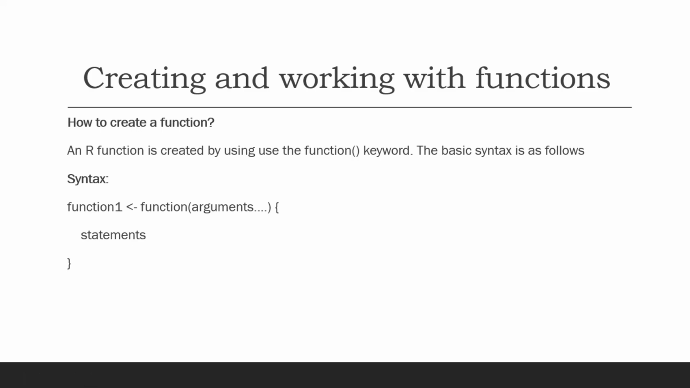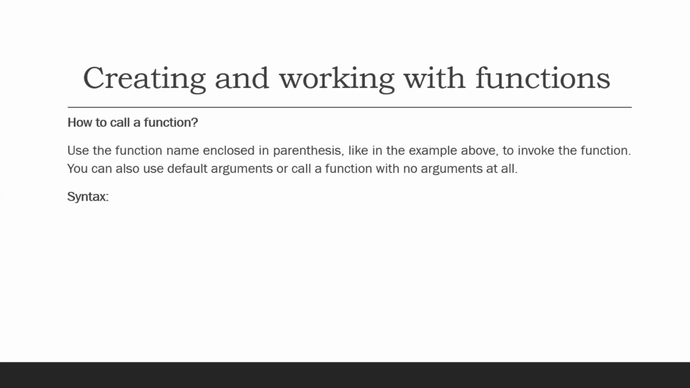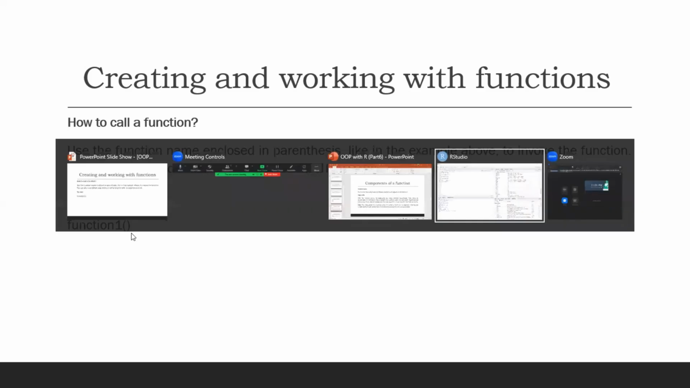Now, so far you have seen how to create a function, but it's also important to call a function in order to make it work. Now, how to call a function? Use the function name enclosed in parentheses, like in the example below, to invoke the function. You can also use the default argument or a function with no arguments at all. The syntax is quite simple, such as function1, then parentheses. Now let's move to our studio to do the implementation.